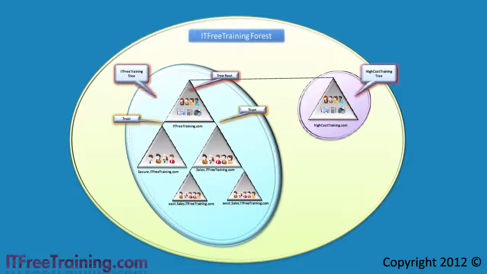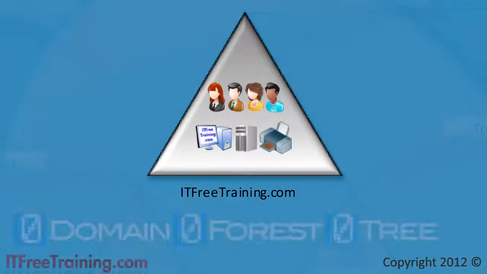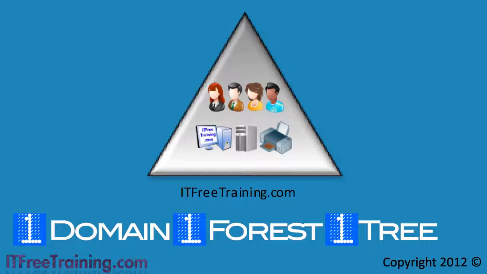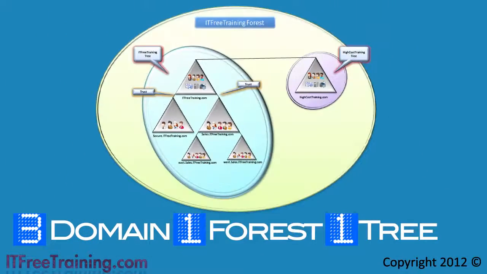To illustrate this, I will go back to my original example of one domain. As soon as you create your first domain, a forest is automatically created for that domain. When I added the two child domains to IT Free Training, these now form a tree in the one forest. The High Cost Training domain is then added, and this forms another tree in the same forest.